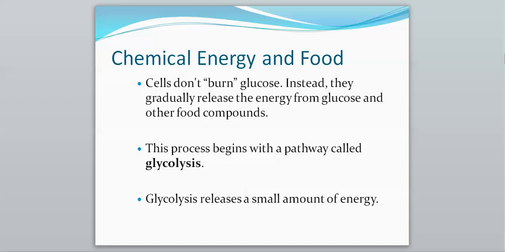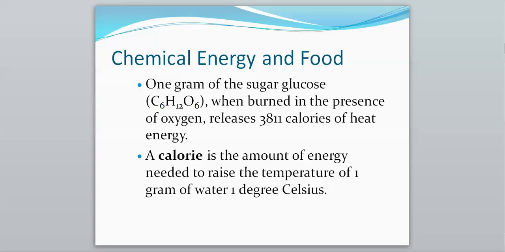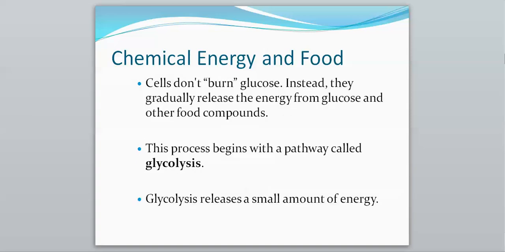Cells don't burn glucose; instead they gradually release the energy from glucose and other food compounds. So when we talk about burning glucose, it's not technically burned, it's a gradual release of energy from glucose and other food compounds, and this process begins with a pathway called glycolysis. Glycolysis releases a small amount of energy. Glycolysis is the breaking down of glucose.